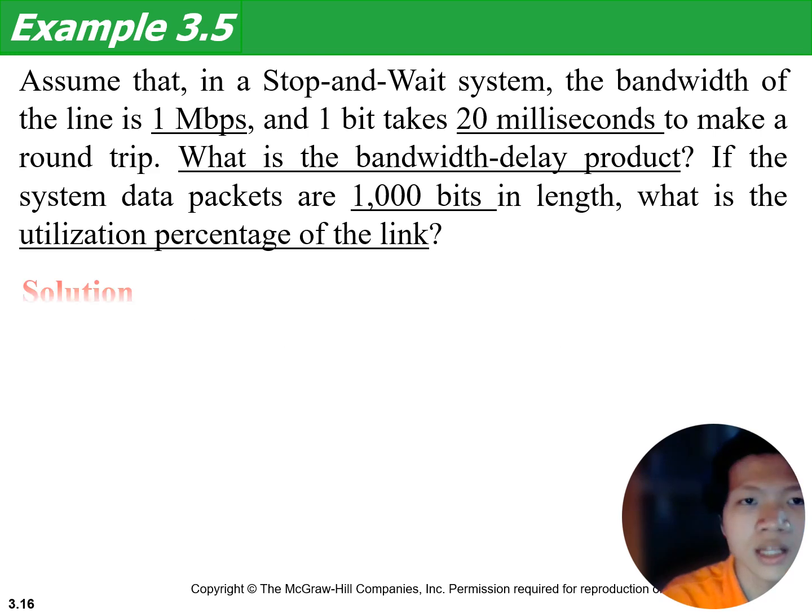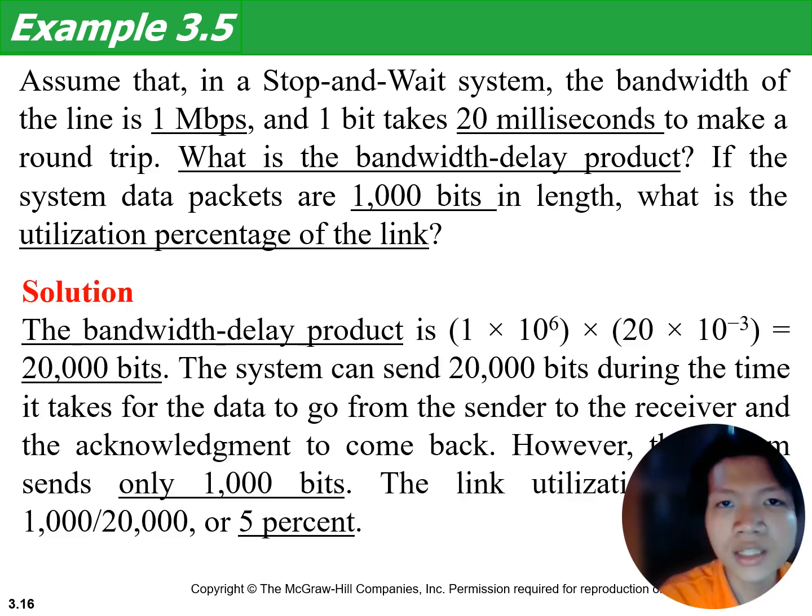The solution: the bandwidth-delay product is 1 times 10 to the power 6 times 20 times 10 to the power of minus 3, which equals 20,000 bits. The system can send 20,000 bits during the time it takes for the data to go from the sender to the receiver and the acknowledgement to come back. However, the system sends only 1000 bits. The link utilization is only 1000 divided by 20,000, or 5%.